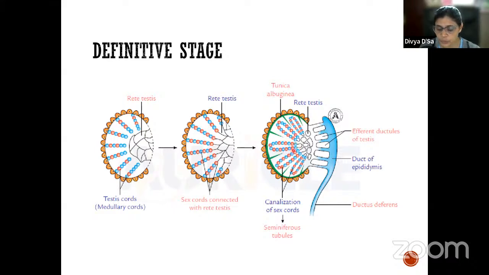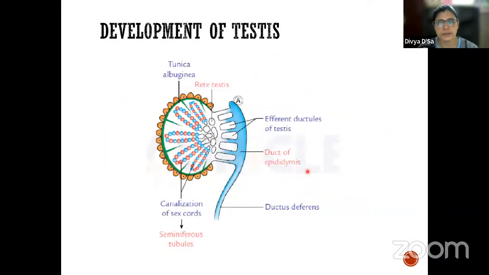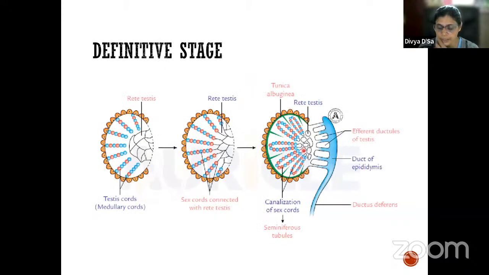So they are lined by two types of cells. The seminiferous tubules are lined by two types of cells. One is the sex cord cells, which are derived from the surface coelomic epithelium. And there are cells which are derived from the primordial germ cells, which come from the wall of the yolk sac.